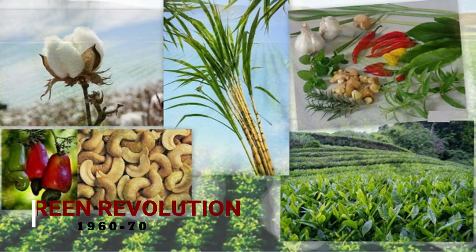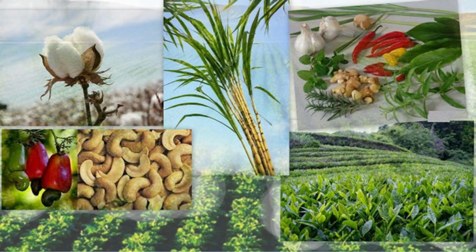Green Revolution, 1960s-1970s. The Green Revolution was a major agricultural initiative that aimed to increase food production and reduce hunger. It involved the introduction of high-yielding crop varieties, modern farming techniques, and better irrigation infrastructure.